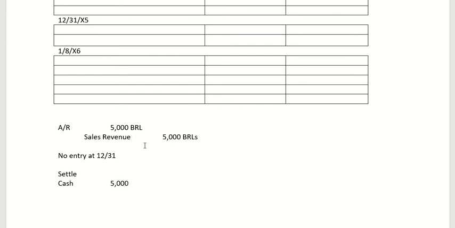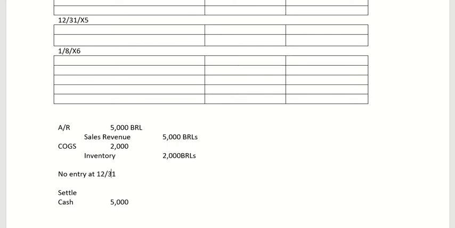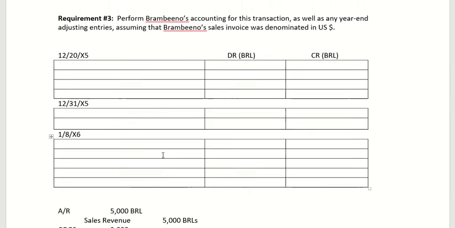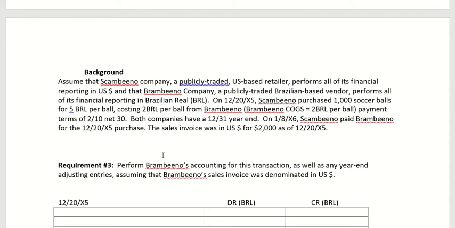Oh, and we forgot our cost of goods sold, right? Our cost of goods sold was 2,000. Our inventory, we gotta remember we're selling something. Inventory was 2,000 BRLs. And then when we settle, we would have cash of 5,000 and accounts receivable would go down by 5,000 BRLs. Right, so there would be no risk if we were denominated in our own currency. But we are exposed to the US currency, and we're the Brazilian company.